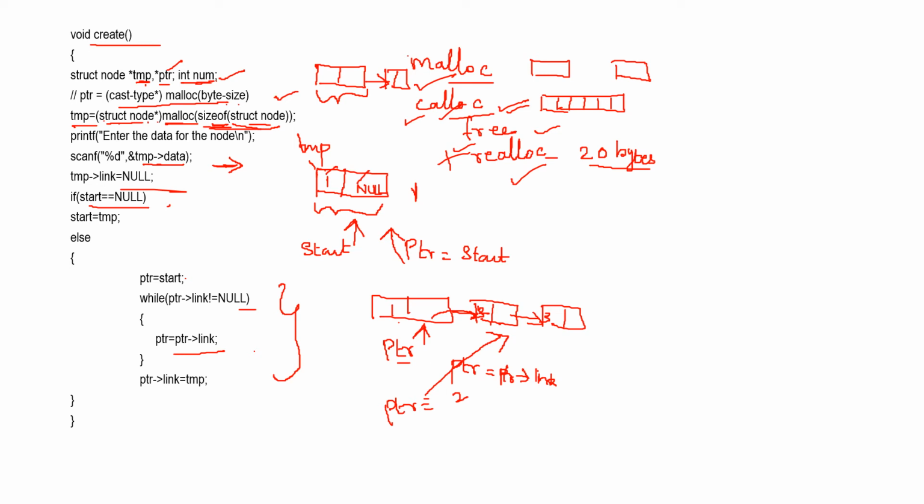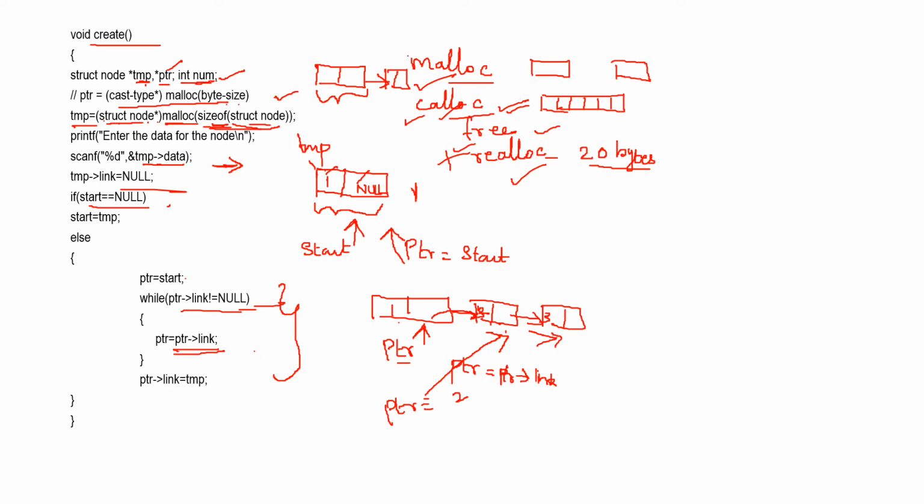Okay, then again the program control comes to this place and it will check for the condition whether PTR of link is not equal to null or not. Yes, of course, the PTR of link for the second node is also not null. That's why, as the condition is true, program control enters the while loop, and here we are going to execute the statement PTR equal to PTR of link. PTR equal to PTR of link means it refers to the third node.